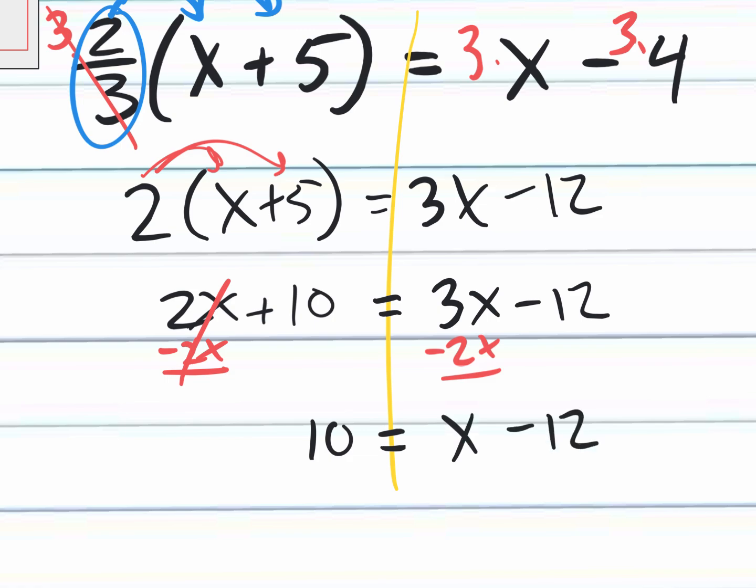For my final step, I want to get rid of that minus 12 by doing the opposite of minus 12, which is plus 12. What I do to one side, I do to the other. And there is my answer.